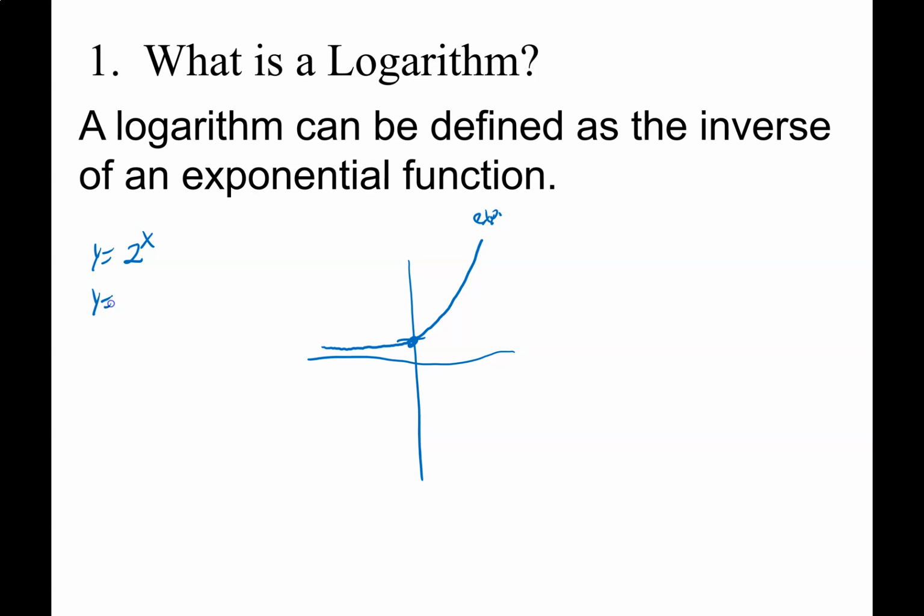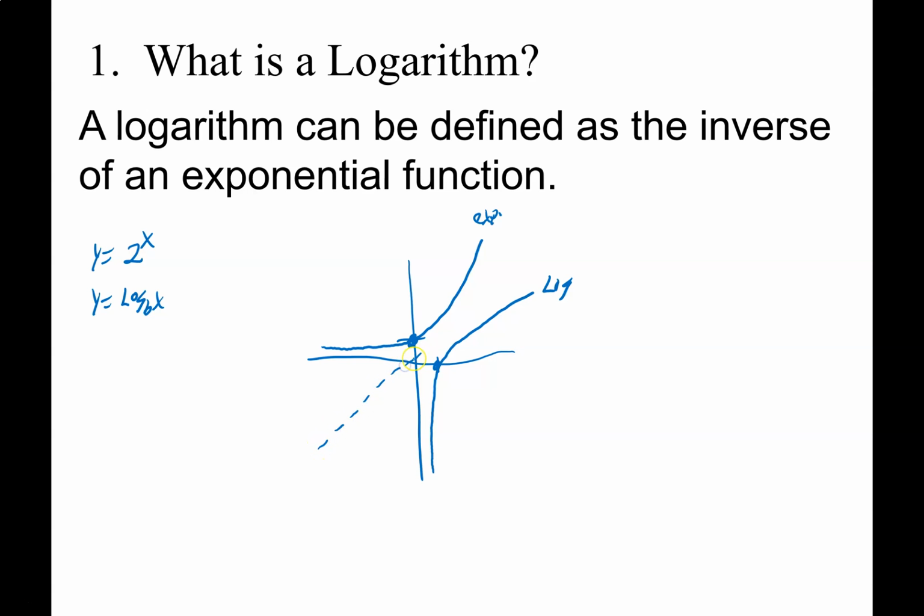Now my logarithmic function would be y equals log base b of x. Again, to be an inverse, remember you switch your x and your y. So instead of crossing at 0, 1, it will cross at 1, 0 and have that asymptotic behavior with the y-axis. And this is what your log function looks like, just a rough sketch.